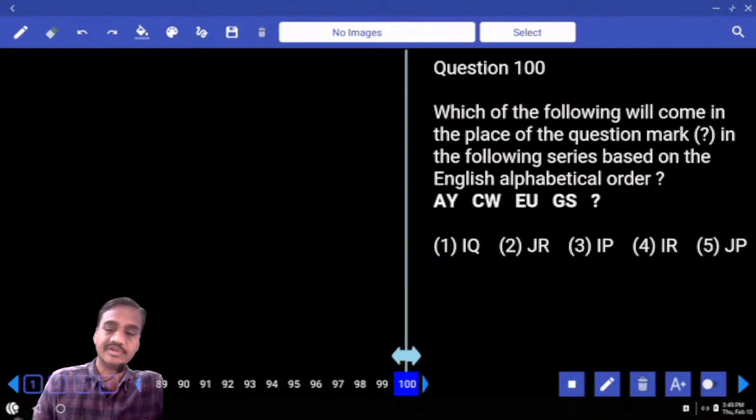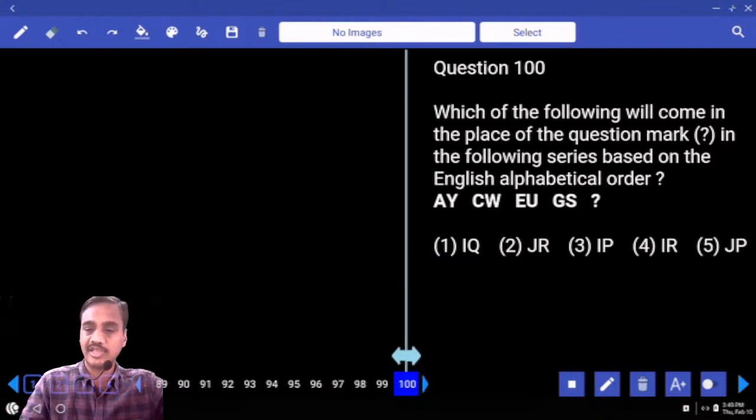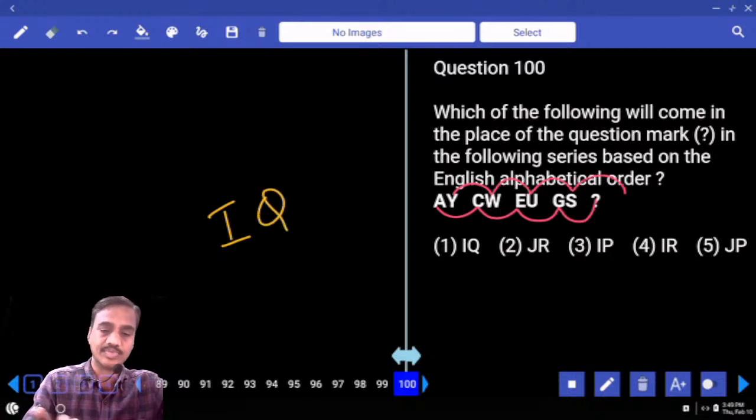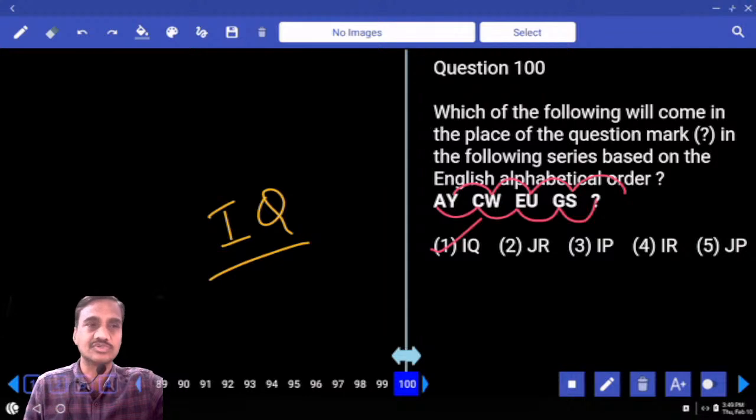Then finally 100. Now in this question number 100, it is based on letter series. Now A plus 2 C, C plus 2 E, E plus 2 G, G plus 2 I. I is the first letter. And second Y and W minus 2, minus 2, minus 2, S minus 2, Q. And so I and Q, that is choice 1, question number 100.